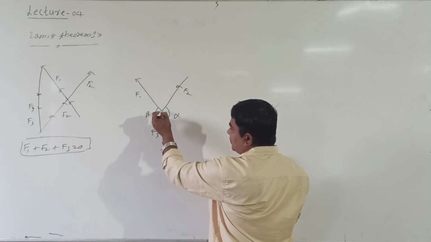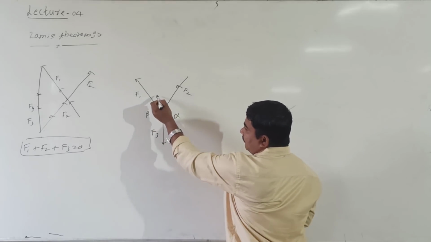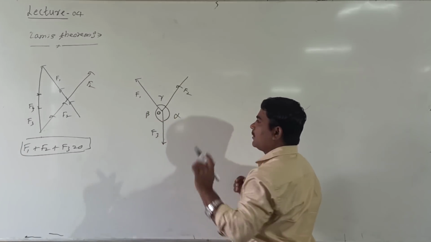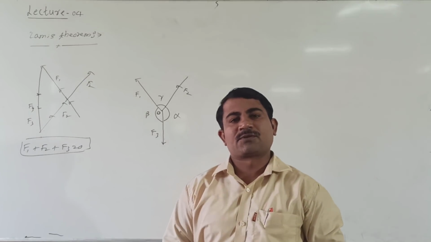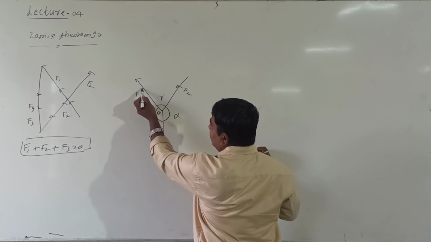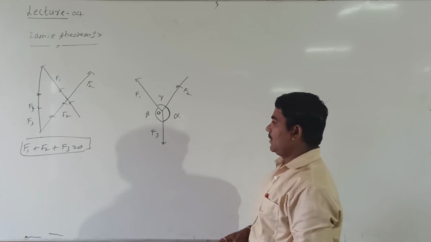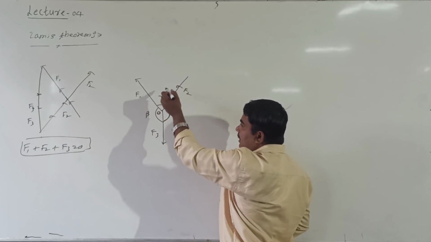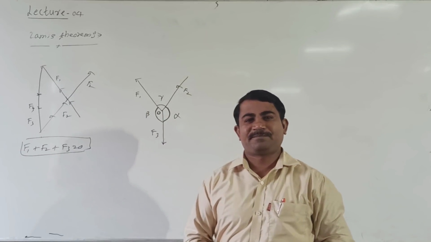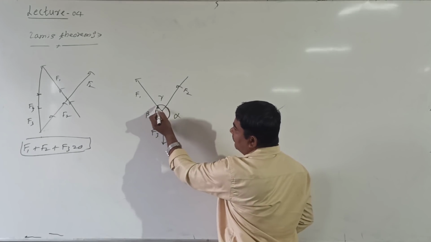Similarly, this is the direction of F3. If this is the direction of F3, in between F1 and F2, how much angle is available here? Gamma angle is available. Are you following this? Students, what am I going to say? If this is the direction of F1, then alpha is the angle between F2 and F3. If this is the direction of F2, then in between F1 and F3, beta is the angle. Right? Then, if this is the direction of F3, in between F1 and F2, gamma angle is available.